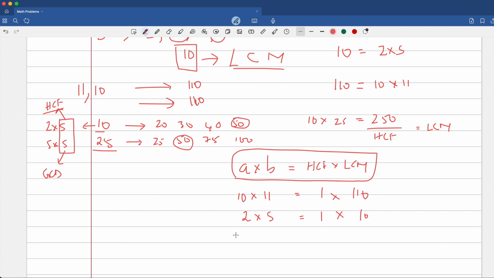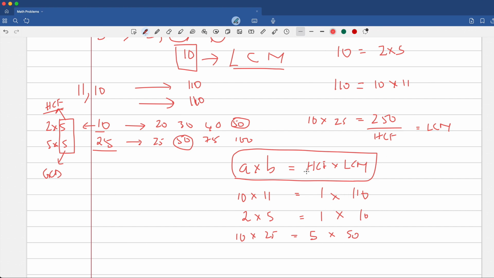Okay, and same with 10 and 25. So you have 10 times 25, which is 250, which is nothing but 5 being the HCF times the LCM, which is going to be 50. Okay, so there you go. So this is one bit of how LCM, HCF, and the product of the numbers are related.